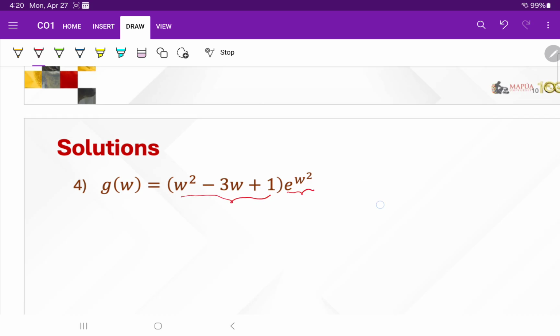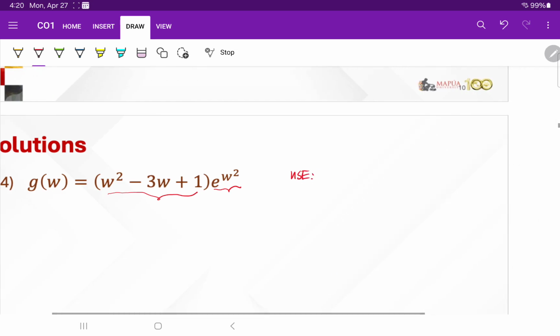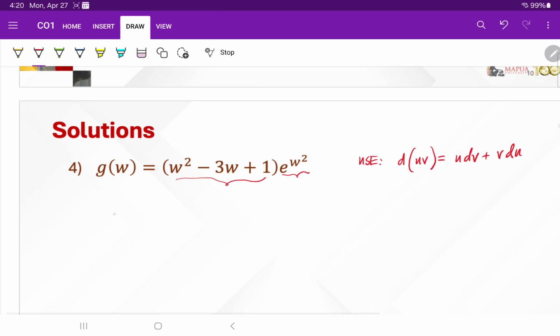So, first, the first formula that we have to use here is the derivative of the product, u times v. So, it's u dv plus v du. Okay, what's our u here? What is g prime of w? U, what is your u? W squared minus 3w plus 1. So remember, our variable here is w.